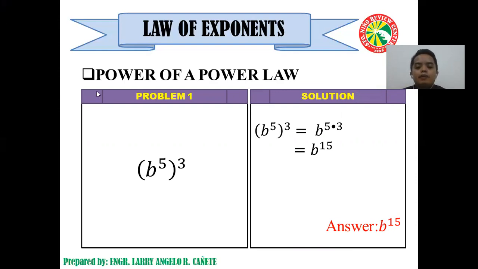And now how do I come up with b to the 15th? So you multiply their exponents. So 5 times 3, that is 15. Or b raised to 15. So that is now your answer. Power of a power law. Next.